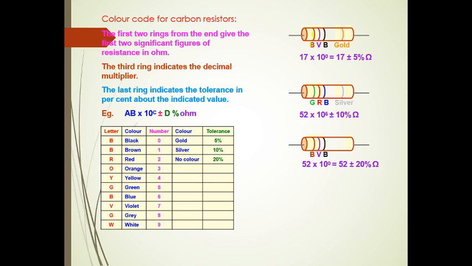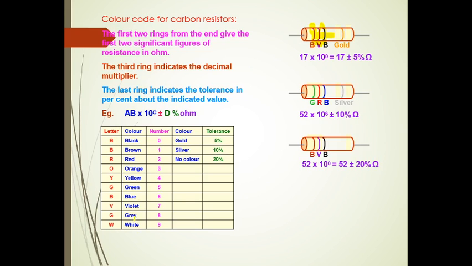This is the question. These three bands are closer, as shown in this diagram. These three bands are closer, and the fourth band is widely separated. Let us start measuring the value of the resistance from the three closer bands. The first two rings from the end give the first two significant figures of the resistance in ohm.